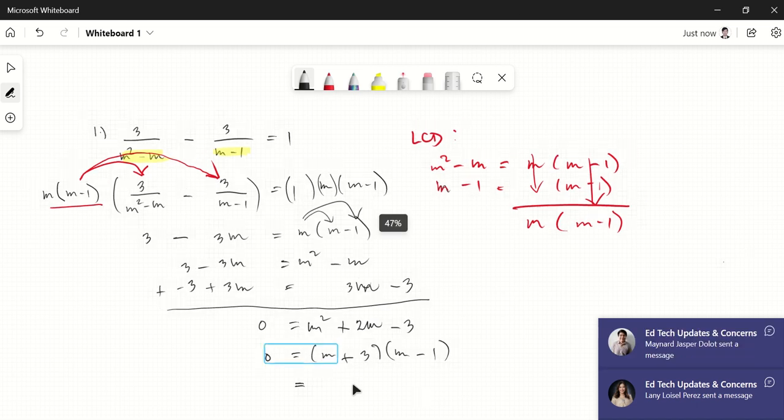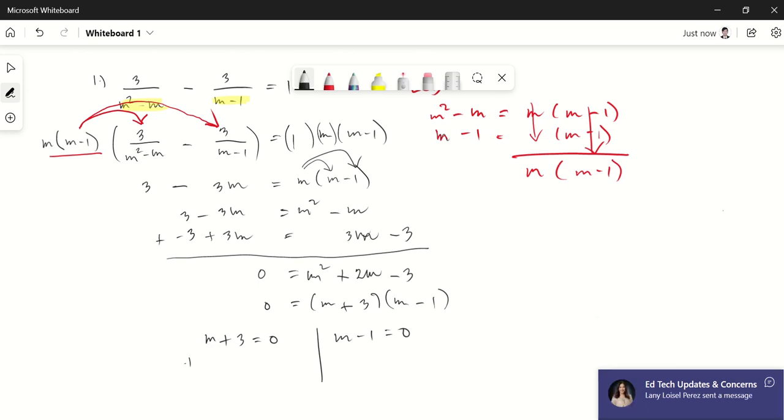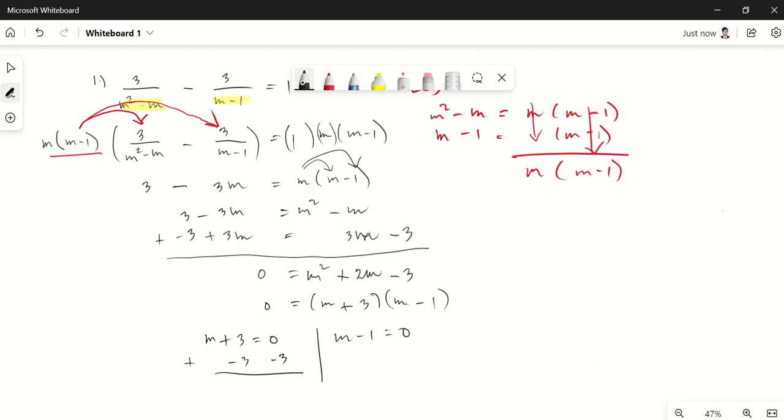Then you just have to equate each factor to 0. So that would be m plus 3 is equal to 0, and m minus 1 is equal to 0. To isolate the m, you need to add negative 3 on both sides, applying APE, and then you will get negative 3 for m. On the other side, you add 1 on both sides to isolate the m, and 0 plus 1 will give you a 1.